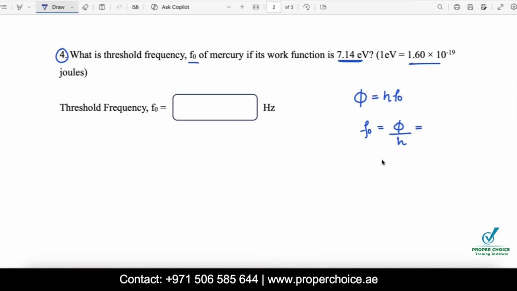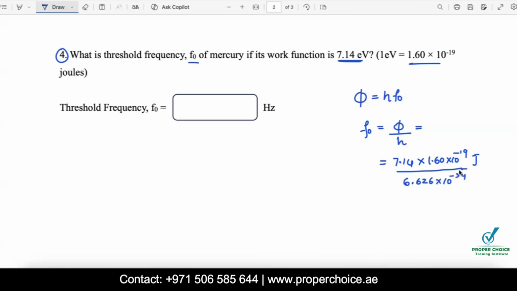So how are we going to do it? Let me just substitute here. 7.14 is the energy in terms of electron volt. To convert into joule, you should multiply by 1.60 into 10 to the power negative 19. Now this is the work function in terms of joule. After multiplying that, divide by Planck's constant. What is the value? 6.626 into 10 to the power minus 34.